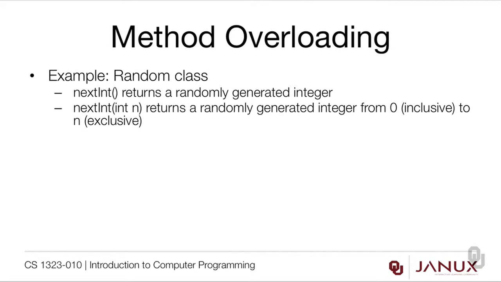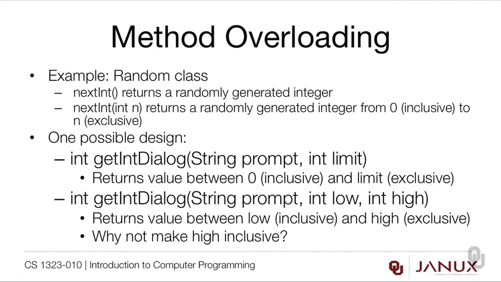Now, an example where this was done is in the Random class. So there's a method called nextInt that returns a randomly generated integer. So that could be anything in the possible range of integers, negative numbers, positive numbers, 0. And then there's also a method called nextInt with a parameter int n. And what it does is returns a randomly generated integer from 0, which is inclusive, to n, which is exclusive. So notice this is an overloaded method because we have the same method names and different parameters. So this is what the design would look like in that case.